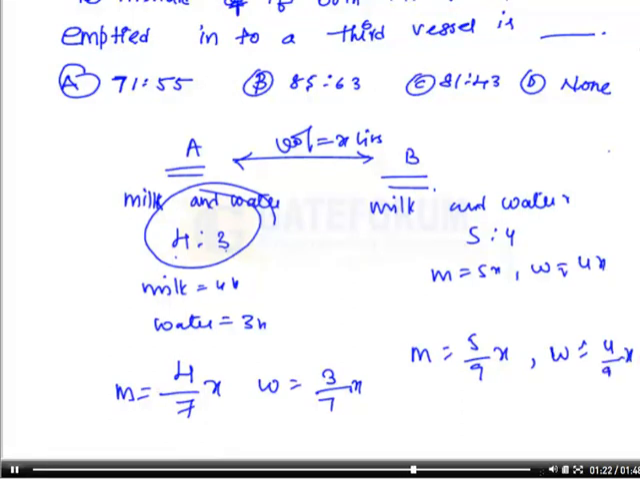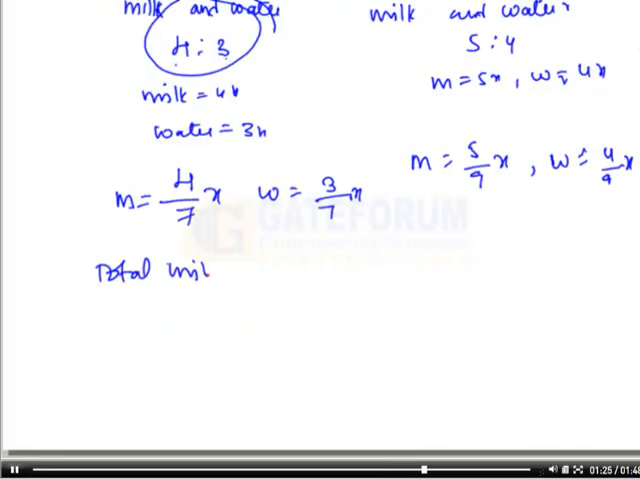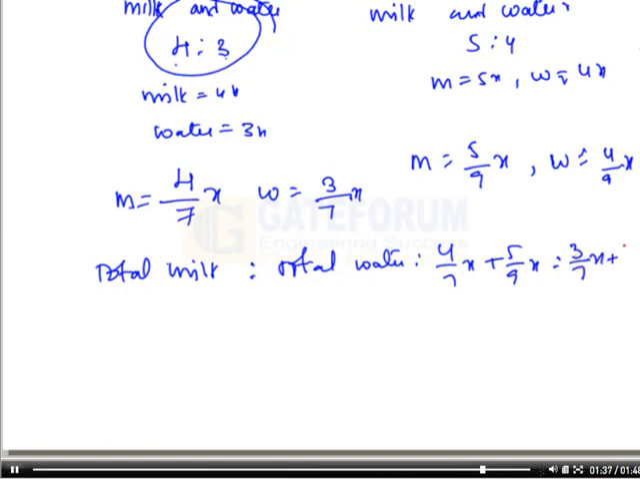Now the total milk is to total water is nothing but 4 by 7 X plus 5 by 9 X is to 3 by 7 X plus 4 by 9 X. If we simplify, then the value will come up to 71:55, which is option A.